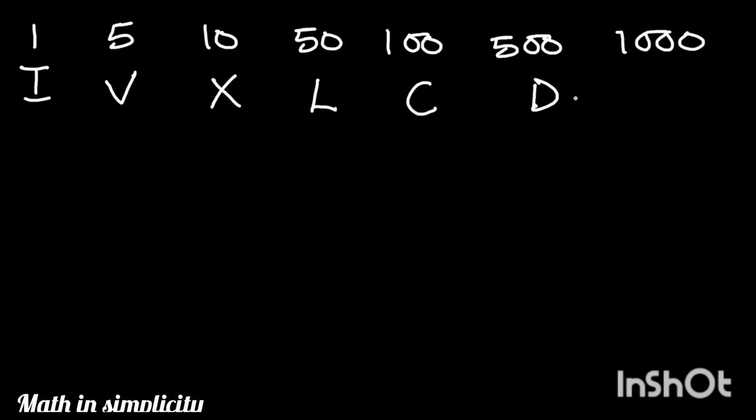Now you can try to recite it with me. The more you recite it, the more it gets stuck to your brain. 1 is I, 5 is V, 10 is X, 50 is L, C, D, and then M. Now, we already have 10 as X, so we're going to write 20.